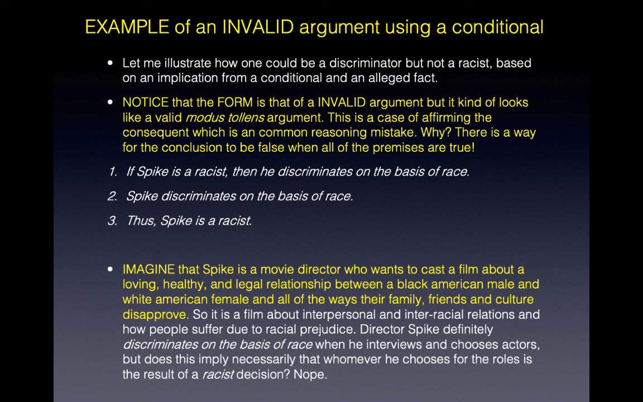Imagine Spike is a movie director who wants to cast a film about a loving, healthy, and legal relationship between a Black American male and a white American female, and all of the ways their family, friends, and culture disapprove. So it's a film about interpersonal and interracial relations and how people suffer due to racial prejudice. Director Spike definitely discriminates on the basis of race when he interviews and chooses actors. But does this imply necessarily that whomever he chooses for the roles is the result of a racist decision? I don't think so. Again, that's an invalid argument.